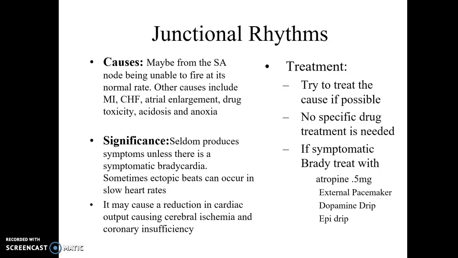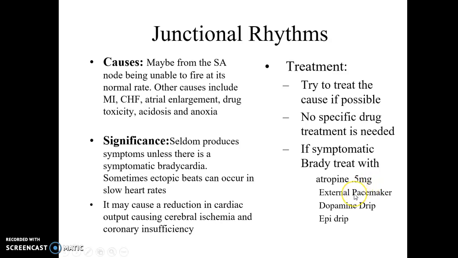So we try to treat the cause if possible. Why is our SA node not kicking in? Otherwise, it's not a specific drug because it's junctional rhythm. It's a specific drug because it's as if it's a symptomatic bradycardia. And as with all of our symptomatic bradycardias, we're going to treat it with atropine, 0.5 milligrams. It's a rapid IV push. Atropine can be repeated every 3 to 5 minutes to a max dose of 3 milligrams.